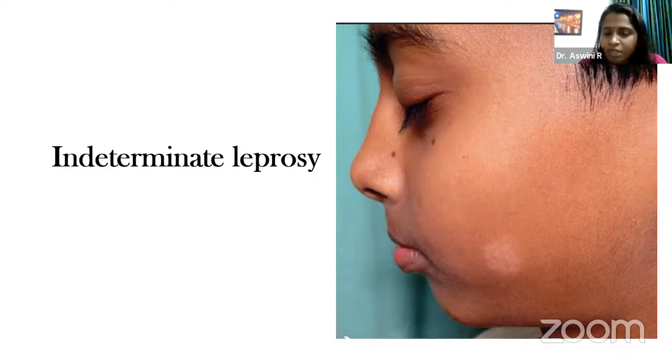So follow-up is very, very important in such cases. We cannot always treat a case without confirming because of the social stigma. So in such cases, follow-up is very, very essential.